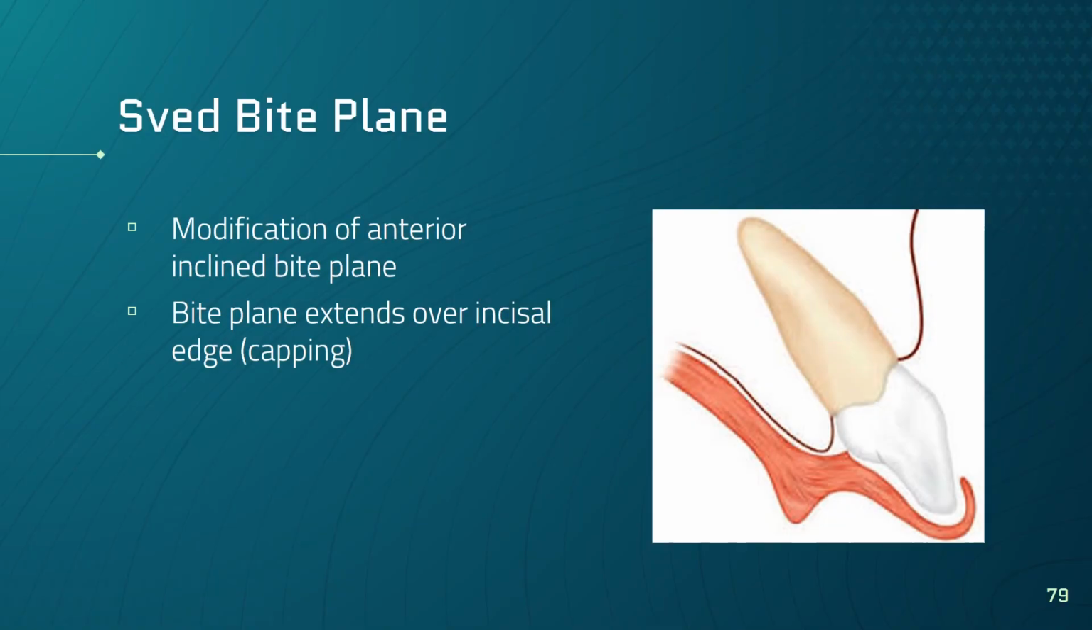Now, the Sved bite plane. Now, this is basically a modification of the anterior inclined bite plane. So, this is the inclined anterior bite plane, and as you can see, the bite plane is extended over the incisal edge to produce the incisor capping.